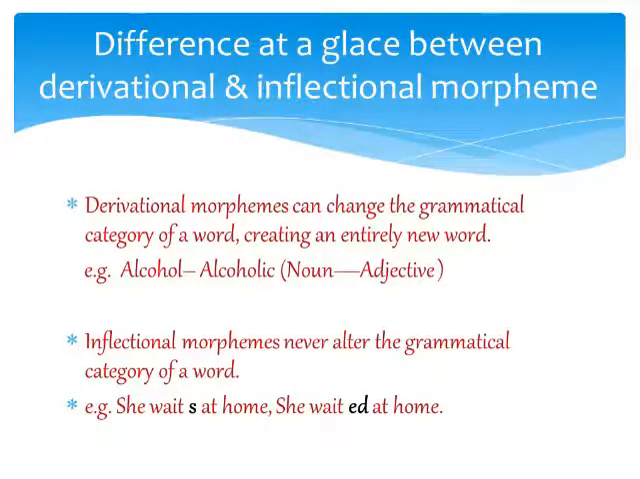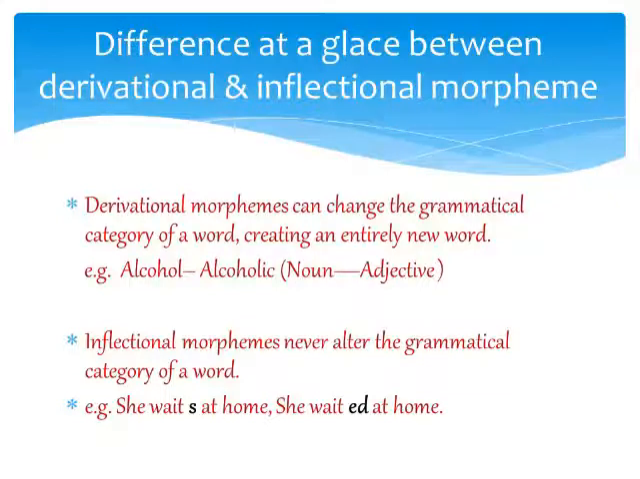Differences at a glance between derivational and inflectional morphemes. The derivational morphemes can change the grammatical category of a word. This is very important for you, that a derivational morpheme can change the grammatical category of a word, creating an entirely new word. For example, alcohol is a noun. If you use -ic, it becomes alcoholic and it becomes an adjective. So the grammatical category has been changed.